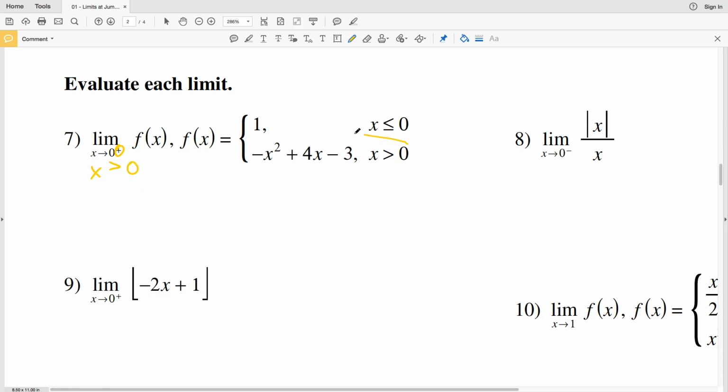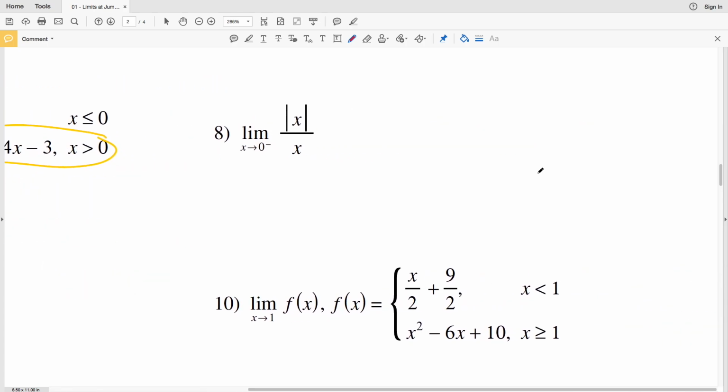And that occurs in this second piece. So I'm going to enter in 0 into that second piece. So I'll have the opposite, or negative 0 squared plus 4 times 0 minus 3. 0 squared is 0, 4 times 0 is 0, so I'm left with a negative 3. So my limit of f of x as x approaches 0 from the right is negative 3. Now, on to number 8.